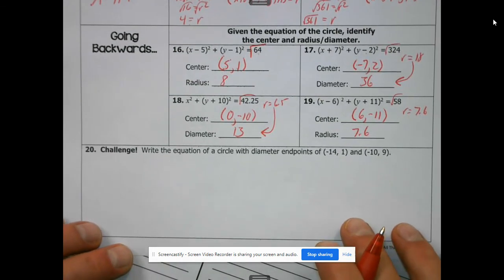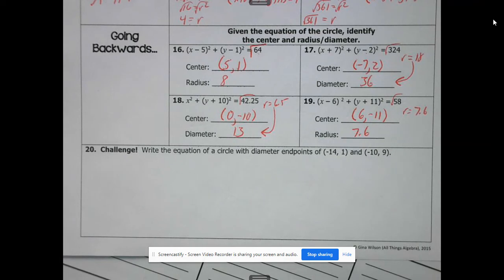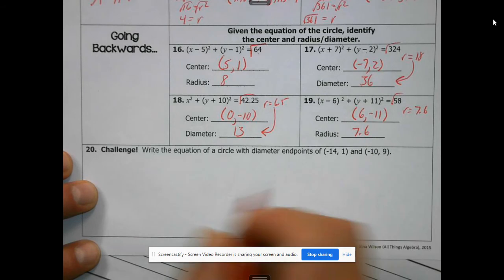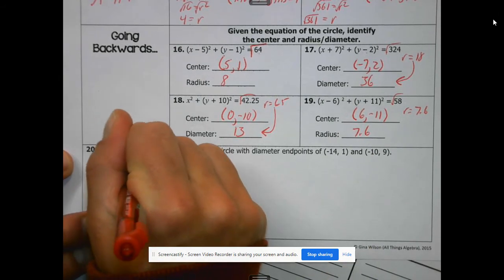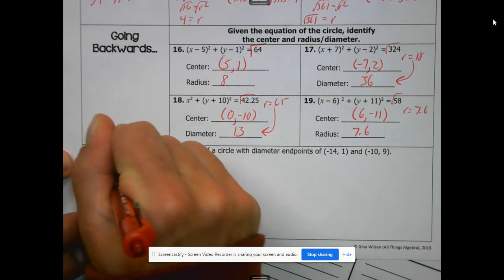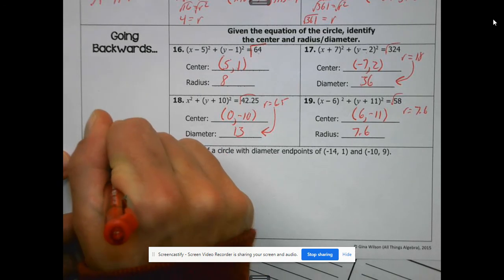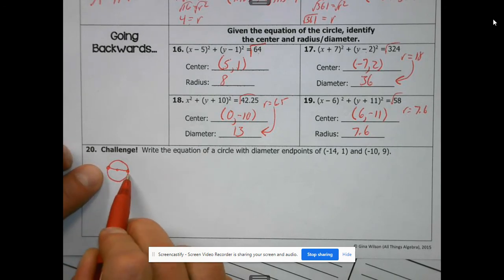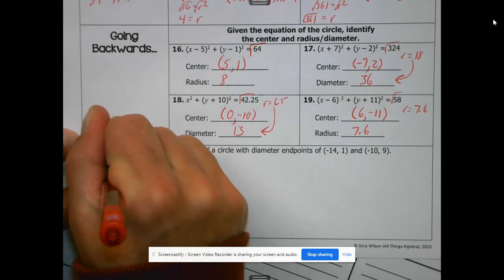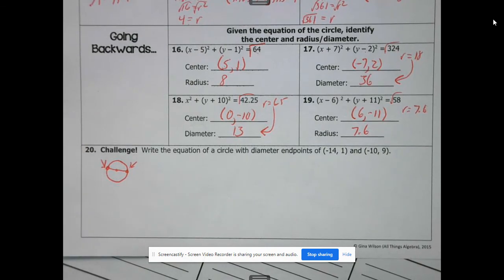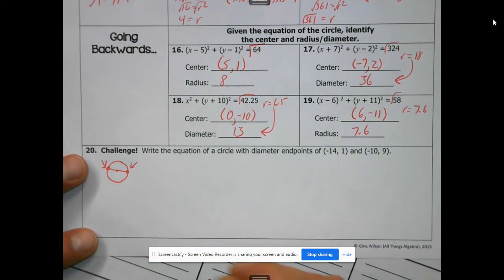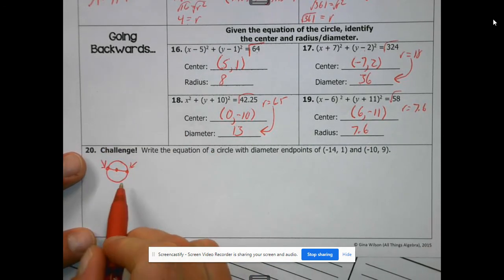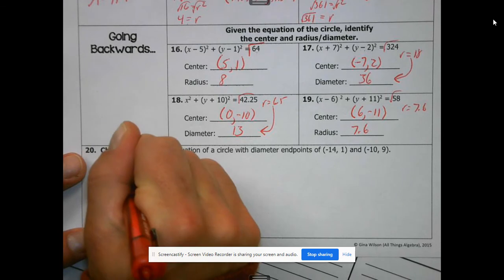20, this one's called the challenge. We might as well knock it out. All right, it says write the equation of a circle with diameter endpoints. Okay, here's the visual of it. I am giving you diameter endpoints, right? So I'm giving you these 2 points right here, basically. Well, 2 things we've got to do. We've got to figure out where is the center. Then we also have to figure out what is the radius.